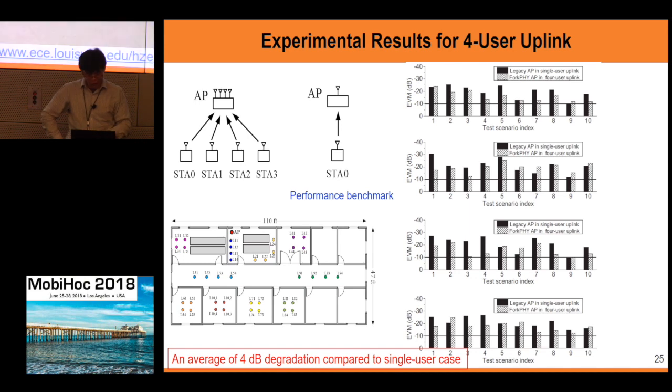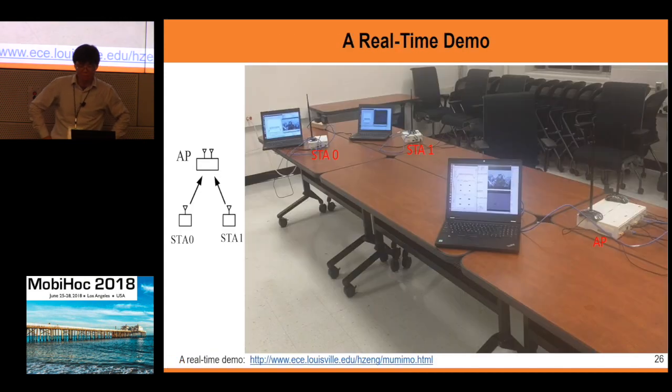To show our solution indeed works in a real system in real time, we have a demo. This is our demo setup, with 2 users, and here is a video. This is station 0, this is station 1, and each station sends a video through the AP's antennas. So each station sends video traffic to the AP, and there's no synchronization between these two stations. Let's look at this video.